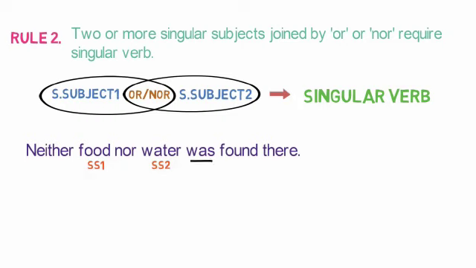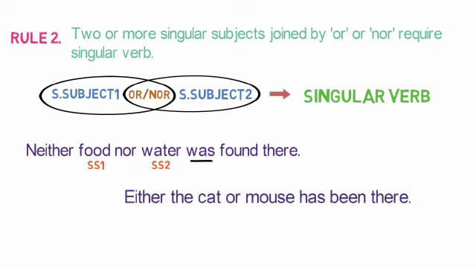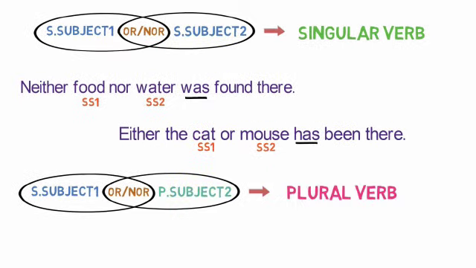Let's look into another example. Either the cat or mouse has been there. Here, singular subjects cat and mouse are joined by or. So we use the singular verb has.